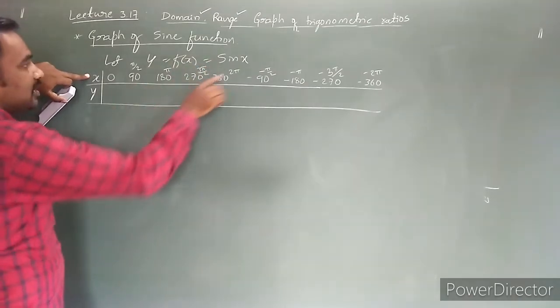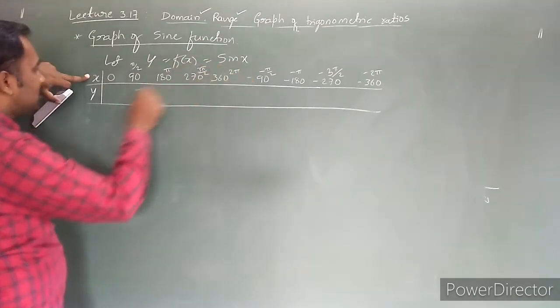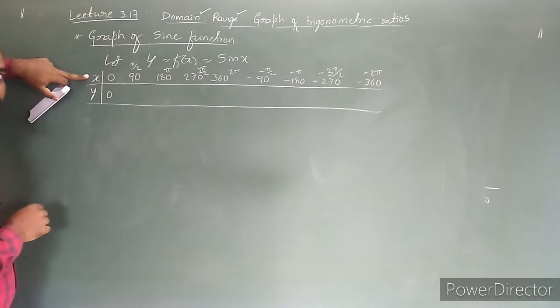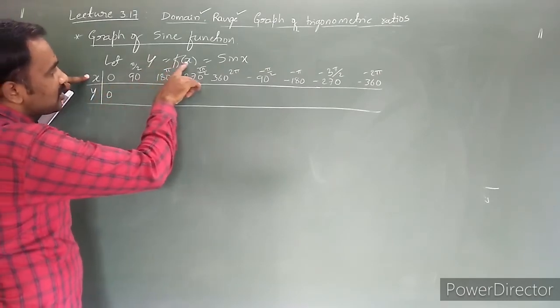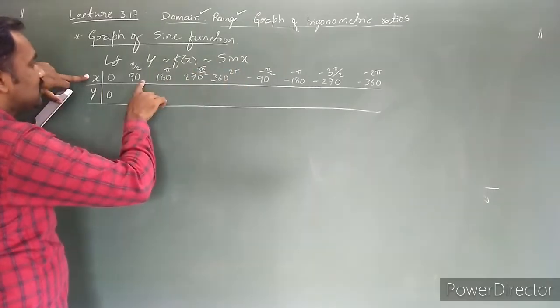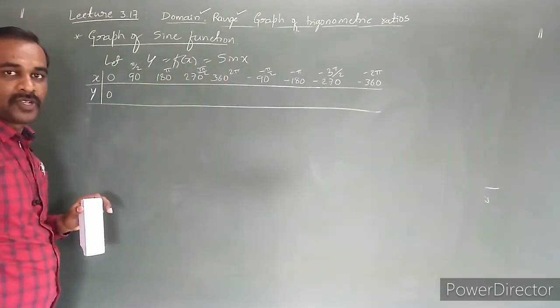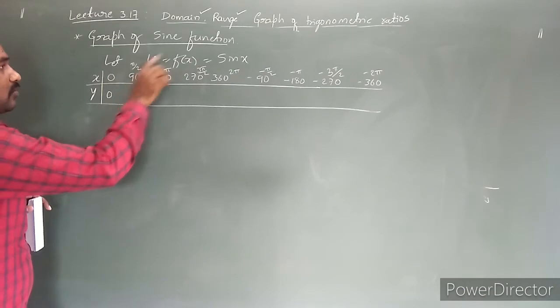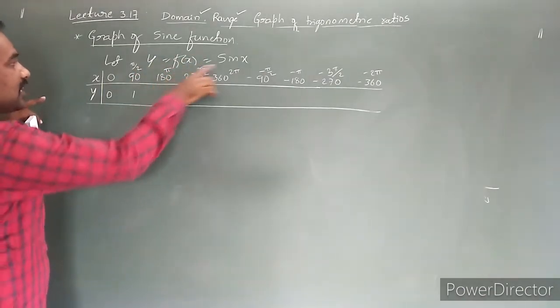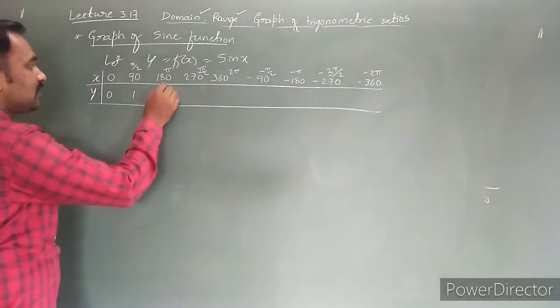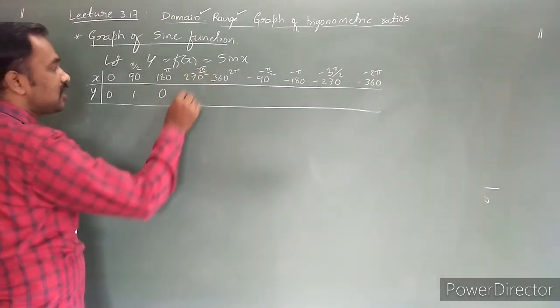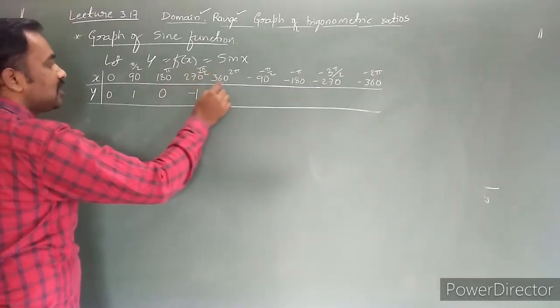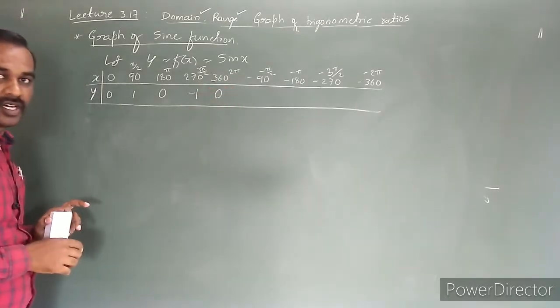Y is equal to sin x. X is 0. Sine of 0. What is the sine 0? Sine 0 is 0. Next, x value is 90. Sine of 90. What is the sine 90? Sine 90 is 1. Y value is 1. Similarly, x value is 180. Sine of 180 is 0. Are you clear? Next, sine of 270 is minus 1. Sine of 360 is 0. Are you sure?